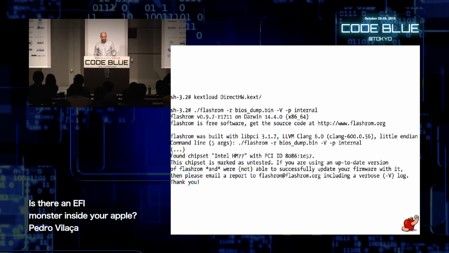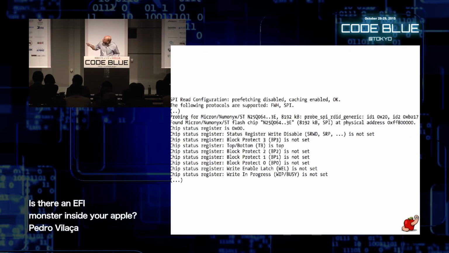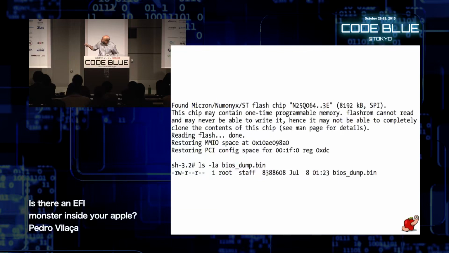This is an example of how to dump with flashrom. You just load the kernel extension, and then you use flashrom and tell it to dump the contents. You can see here flashrom identifying the chip. In this case, it's Micron, one of the chips that I told you is very common. It tells you some information about the chip, and then starts reading, and in a few minutes, usually it's very fast, so this was probably like 1 minute or something, you have the same contents of the chip. Then you can use this to analyze.